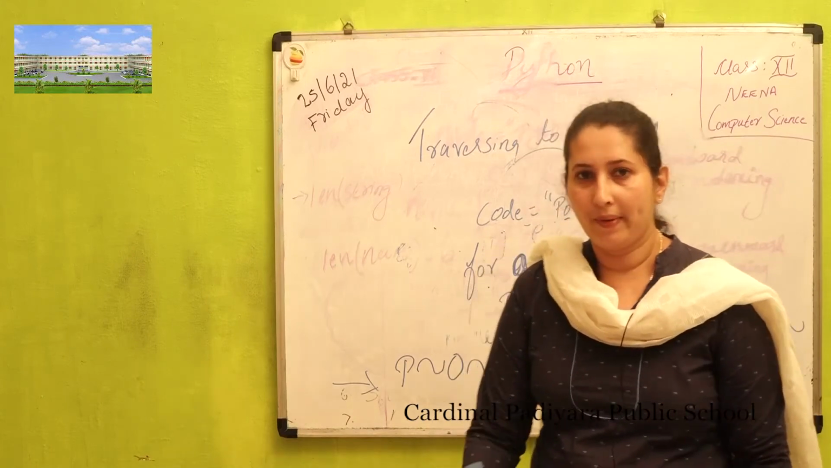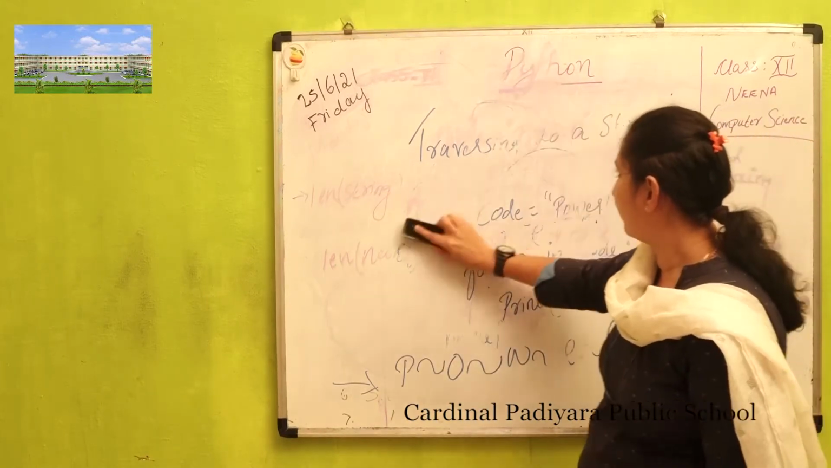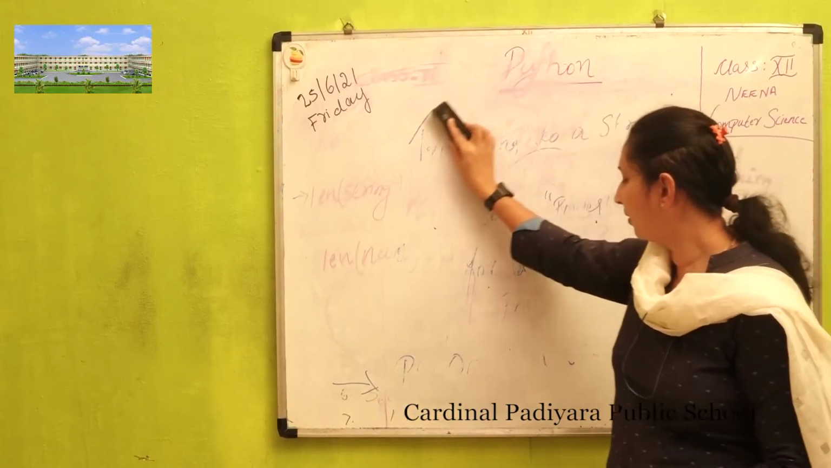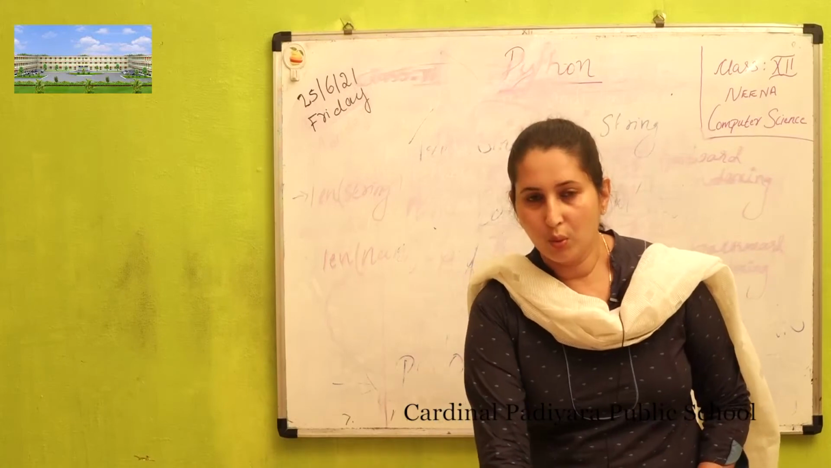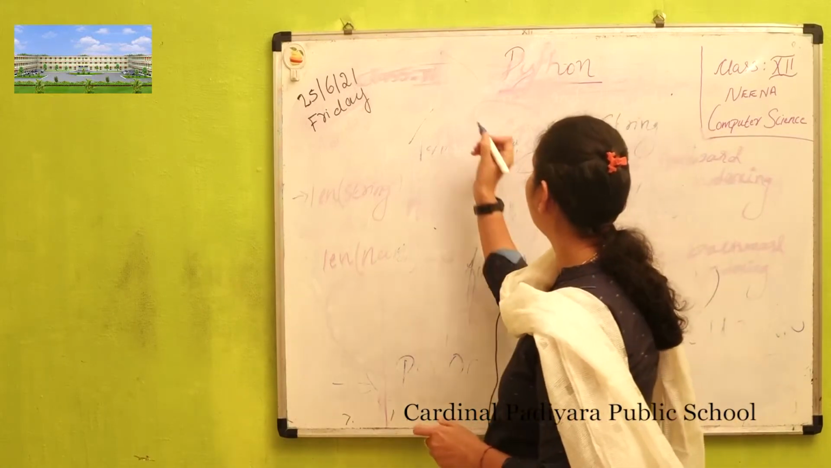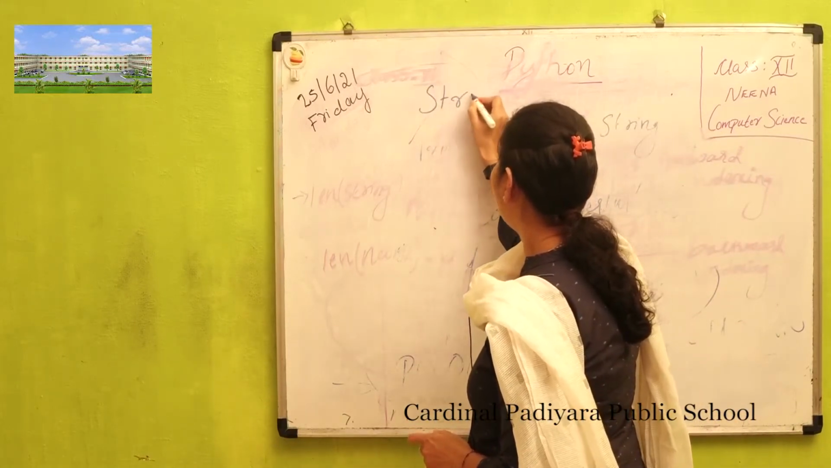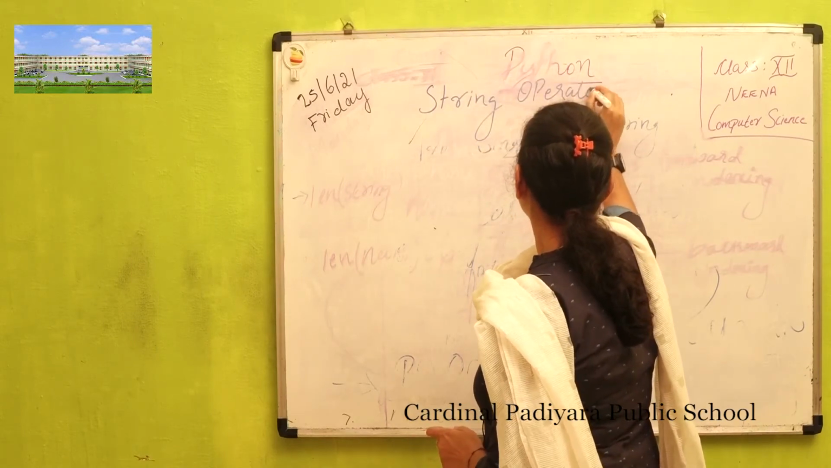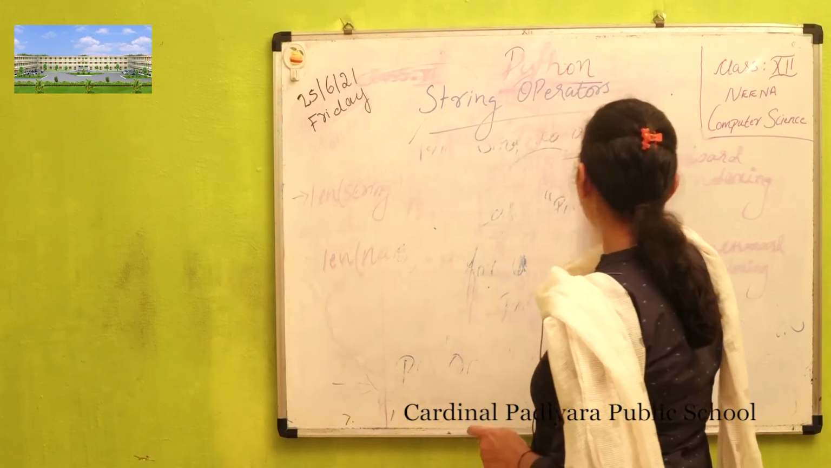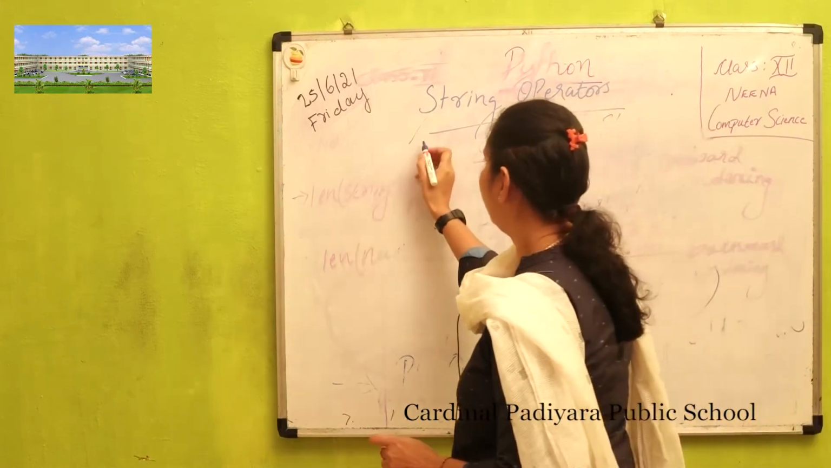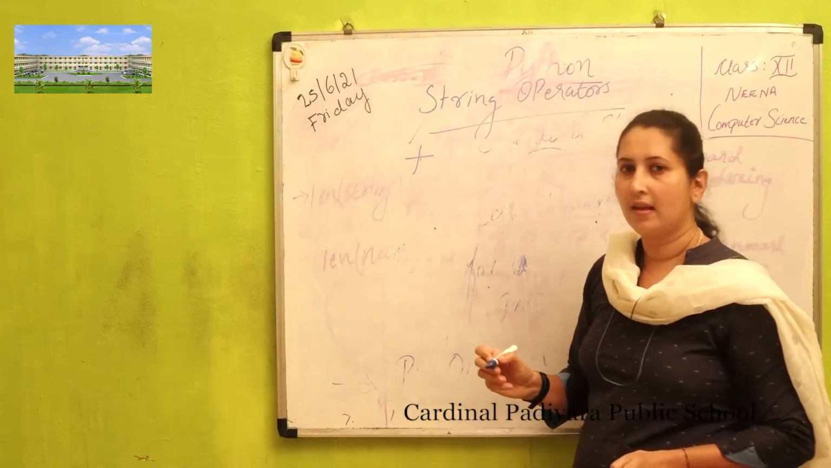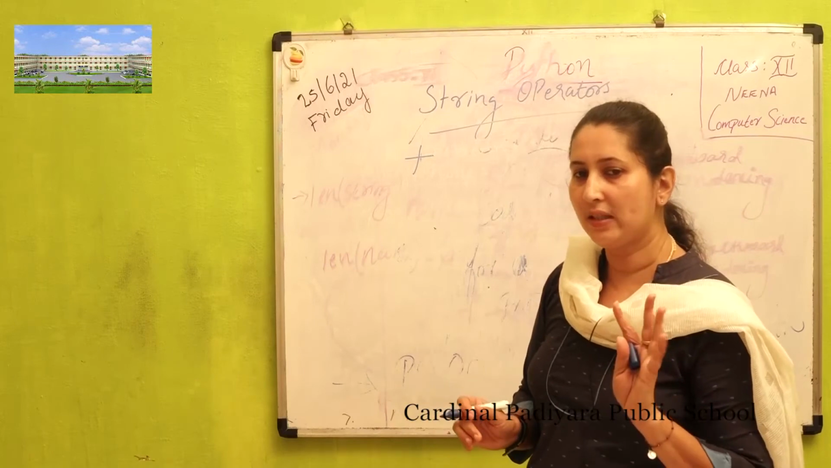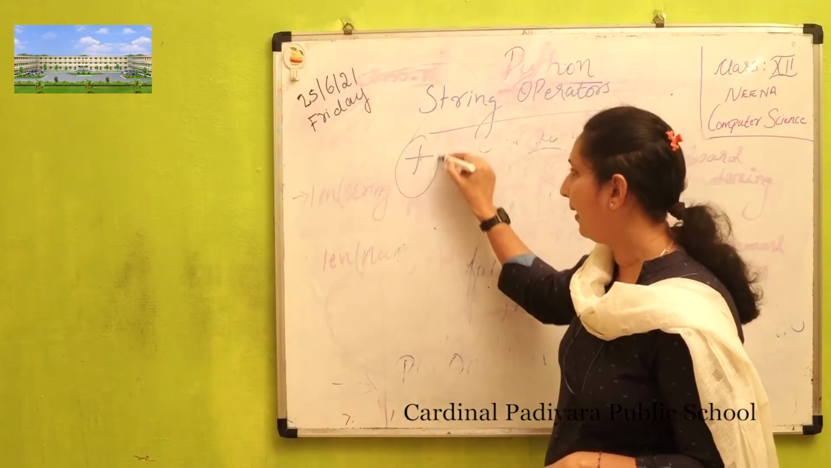Next is string operators. Mostly strings use two main operators. The first operator is plus. Plus means concatenating strings. If we want to concatenate two strings, we use the plus symbol.